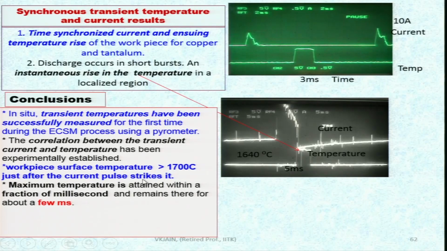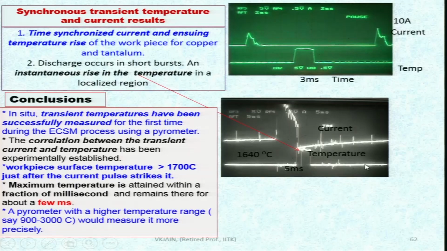just after the current pulse strikes it, a few milliseconds or so. Maximum temperature is attained within a fraction of milliseconds and remains there for about a few milliseconds, and you can see here temperature is remaining for a certain period over here. A pyrometer with a higher temperature range, say 900 to 3000 degrees centigrade, would measure it more precisely. So, one can think of taking a better pyrometer to measure the temperature more accurately and more precisely.